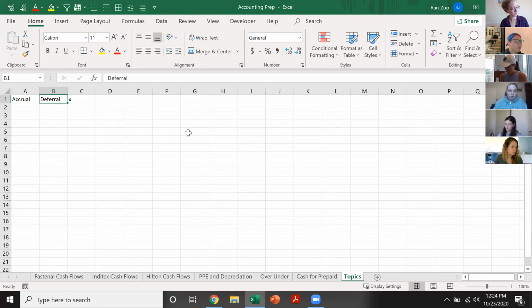Make sense? Good. So I think about it as deferral is when cash has been exchanged, and accrual is when cash has not been exchanged. Is that a fair way to think about it? That is a great way to think about it. Very cool. All right. Good. Any questions on that?